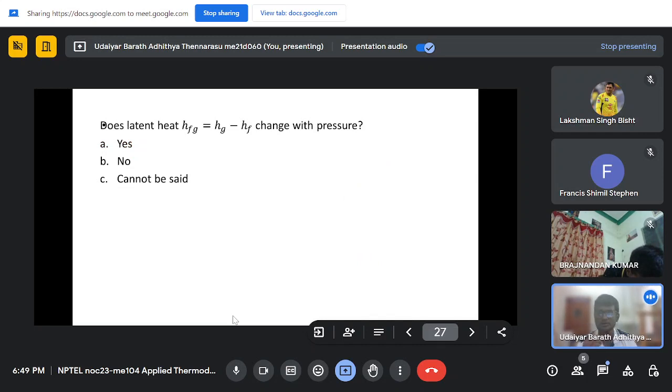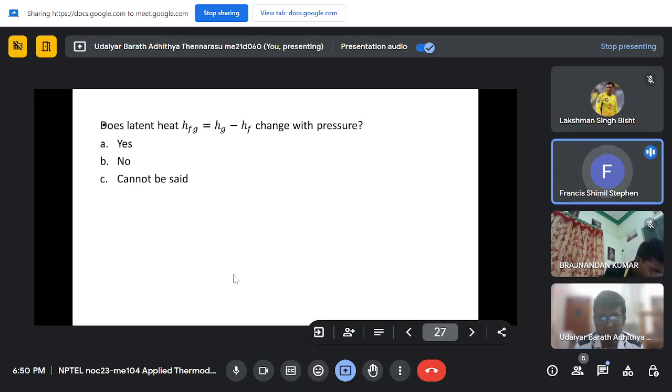Okay, moving on. Does latent heat change with pressure? Let me define Hg as the enthalpy of the gas, Hf as the enthalpy of the fluid, and Hfg as the latent heat. I'm asking, will it change with respect to pressure? A yes, B no, and C cannot be said.